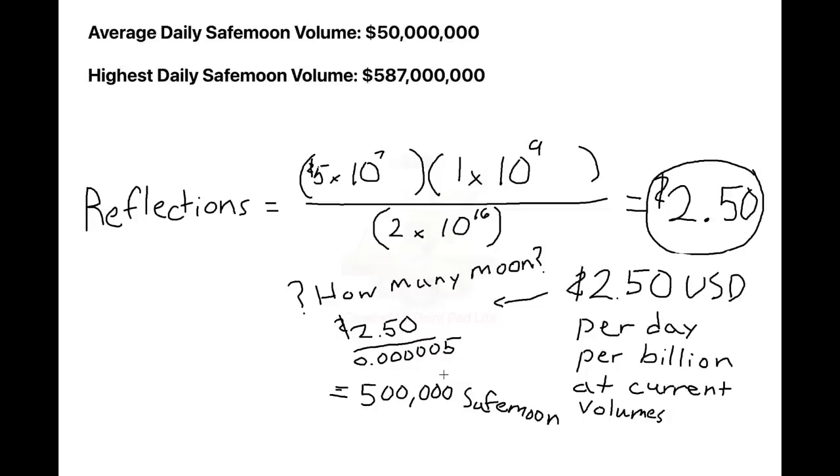I personally have 2.5 billion Safemoon, and I have been seeing about 1.25 million Safemoon per day. And yeah, no questions there. Obviously, I was receiving more near the all-time high when the volume was bigger. But when it's around that 50 million mark, about 1 million a day seems right to me.